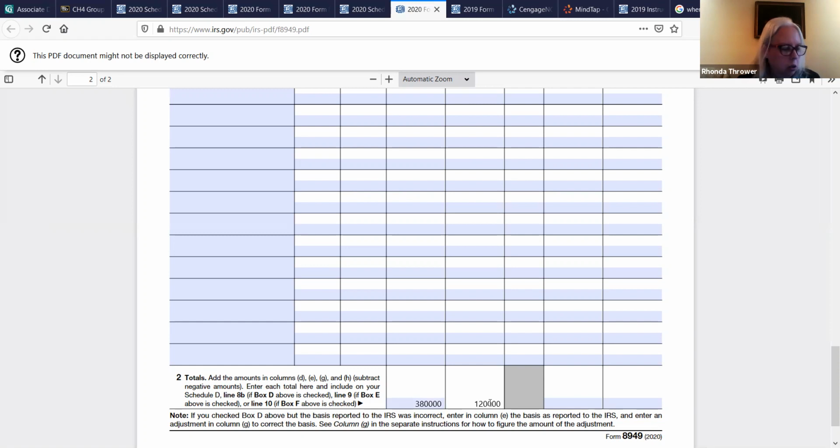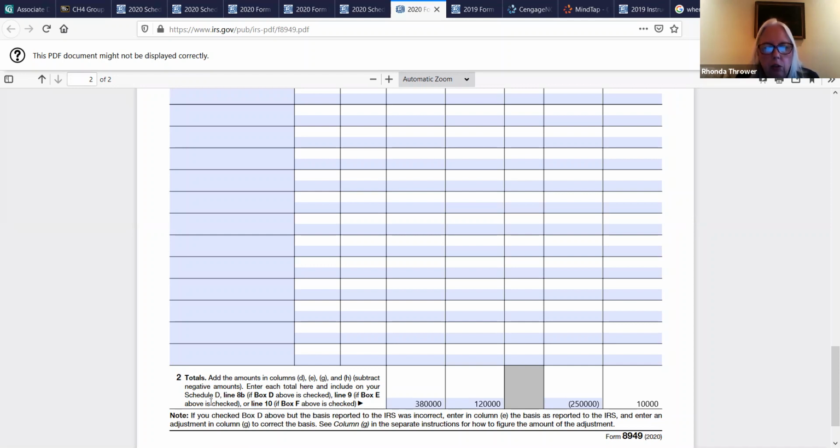120,000 would go here. And we can exclude 250,000. And then what we have left is a $10,000 gain. And if you read the instructions here, you're going to take this to Schedule D, line 10.